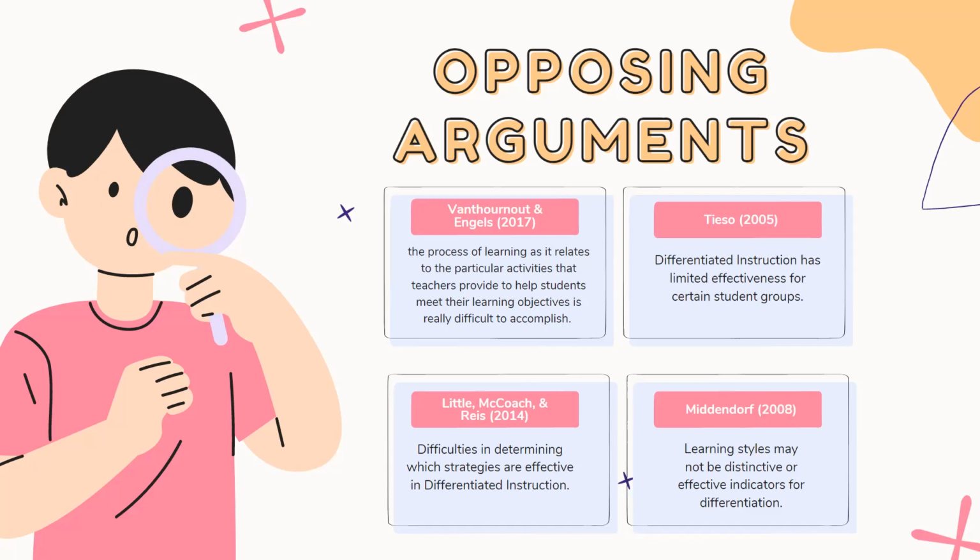Learning styles may not be a distinctive or effective indicator for differentiation. Mindendorf found that differentiation by learning style was less effective compared to differentiation based on interest and readiness. It is suggested that learning styles may not be well established or distinctive, especially in young children, making it difficult for teachers to effectively address and cater to individual learning styles. Next will be explained by Nabila.